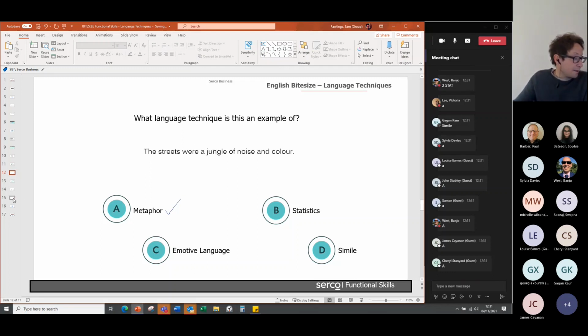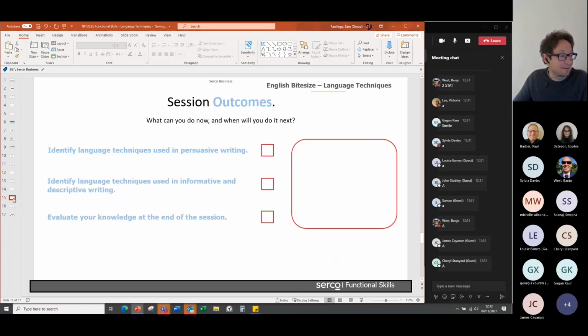Well done. So 2 minutes over, but let's quickly wrap things up. So we started off the session by looking at language techniques used in persuasive writing. So you all did that. Then we looked at the language techniques used in informative writing. So really quickly then, in the chat box, give me 1 persuasive language technique. First thing that comes into your head.